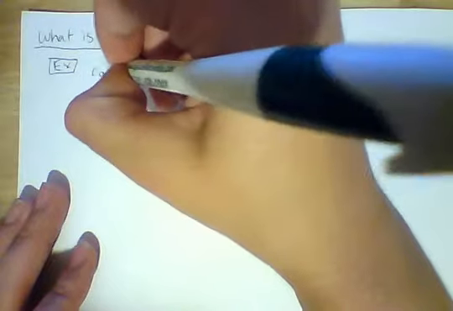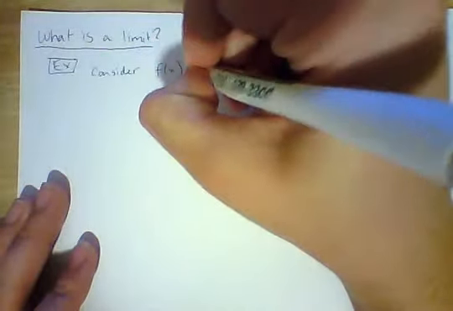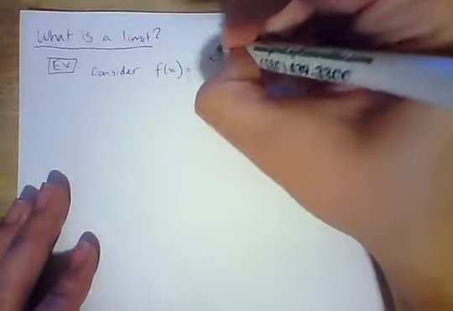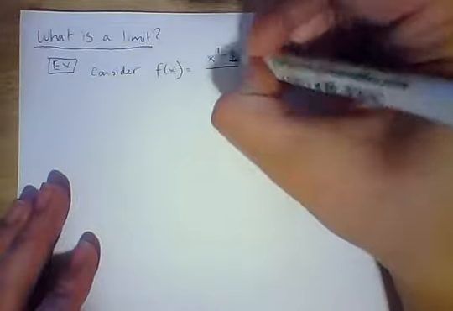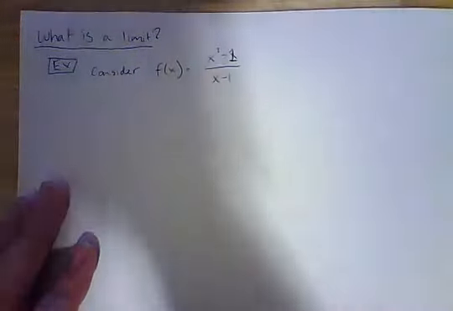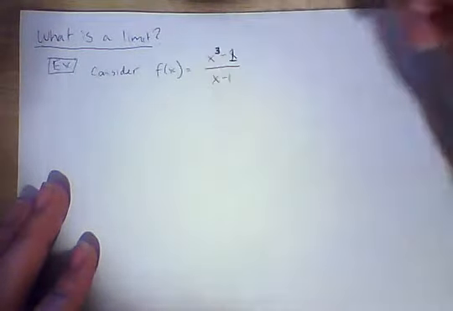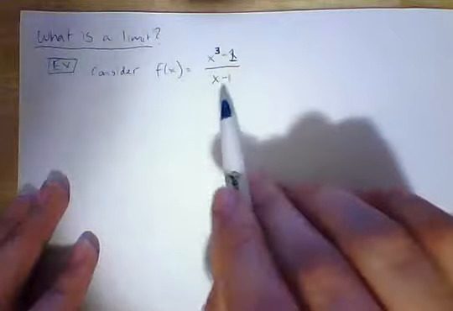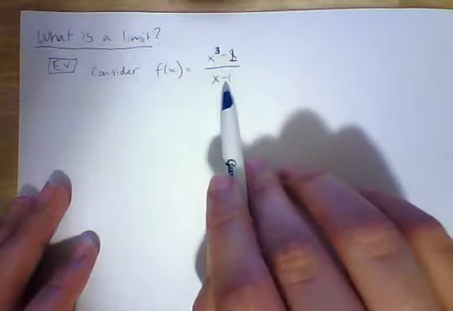So we're going to consider the function f of x equals x cubed minus 1 all over x minus 1. And that's a cubed right there, in case we were having a hard time seeing that. Okay. And what we're going to do next is simplify this.